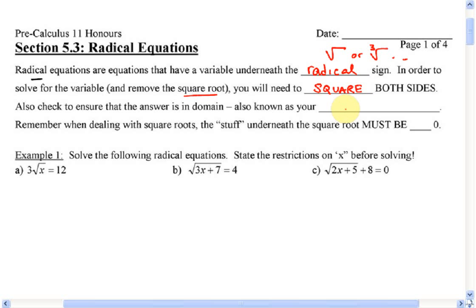Now, that part's easy, but the tricky part about these questions is you need to check to ensure that the answer is in the domain, also known as your restrictions. Remember, when dealing with square roots, the stuff underneath the square root must be greater than or equal to 0. Exactly. So let's do example number 1, and then hopefully I can give you a little template, and then you can try to do the rest on your own, because this stuff shouldn't be too hard.